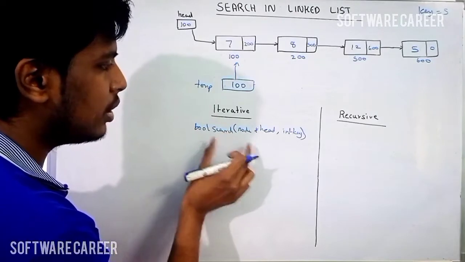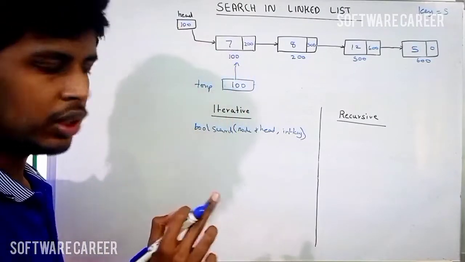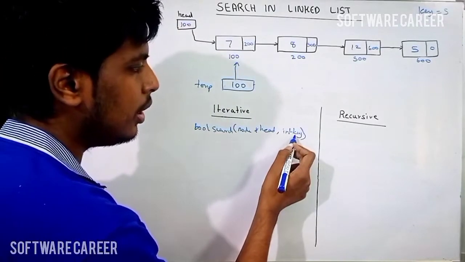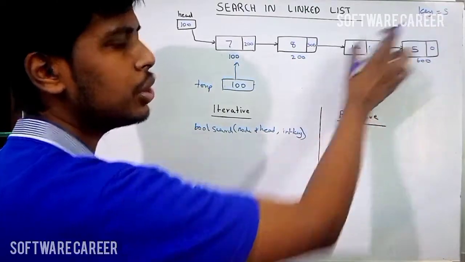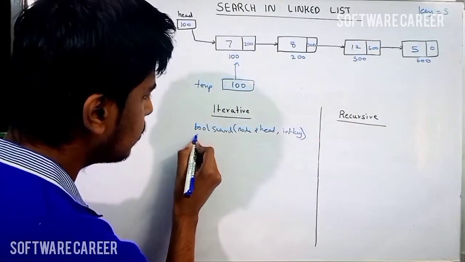Now see, this is the searching function. This is pointer head. Head is used to point to the first node. Now this symbol is used to represent a pointer. Now see, this is key. This key is the element which you should search for in this linked list, that is 5.